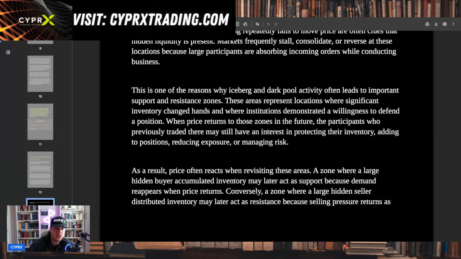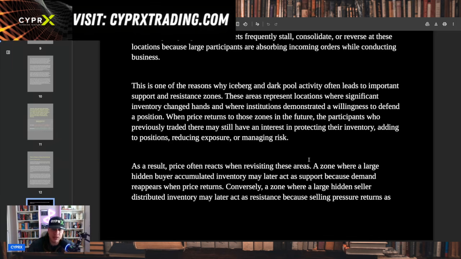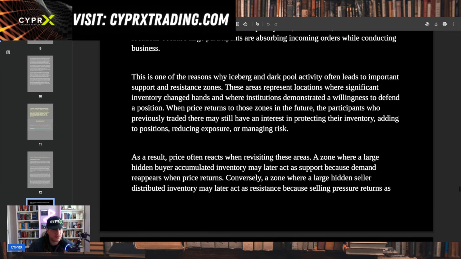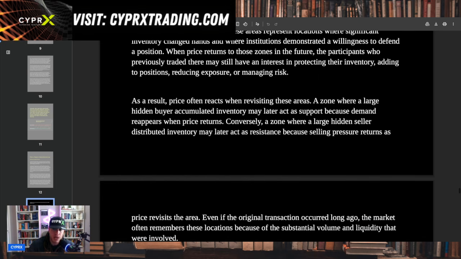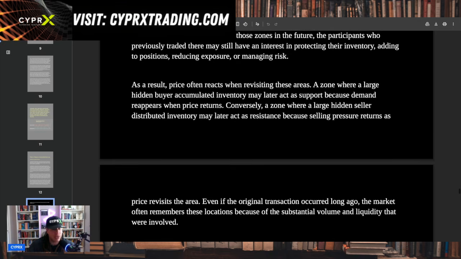When price returns to those zones in the future, the participants who previously traded there may still have an interest in protecting their inventory, adding to the positions, reducing exposure, or managing risk. As a result, price often reacts when revisiting these areas. A zone where a large hidden buyer accumulated inventory may later act as a support because demand reappears when price returns. Conversely, a zone where a large hidden seller distributed inventory may later act as a resistance because selling pressure returns as price revisits the area.